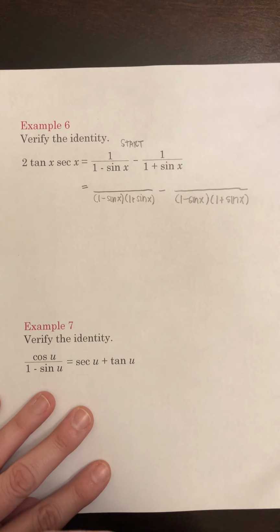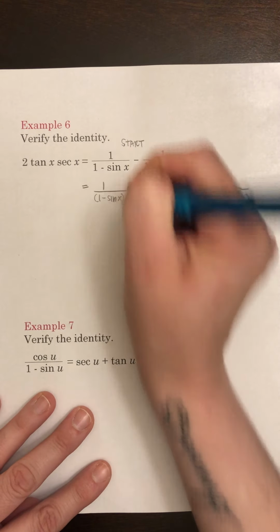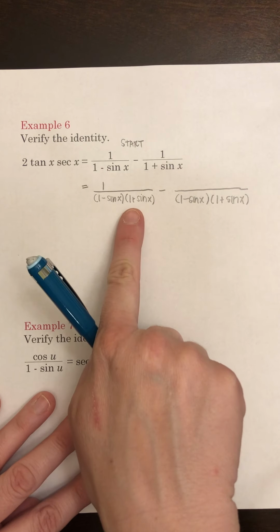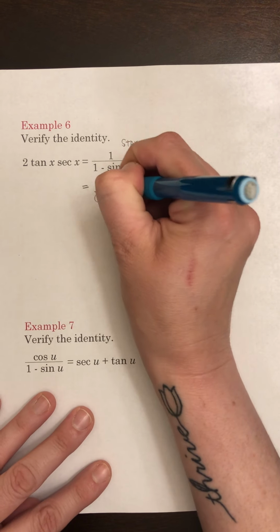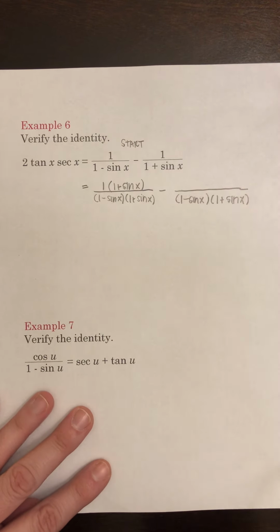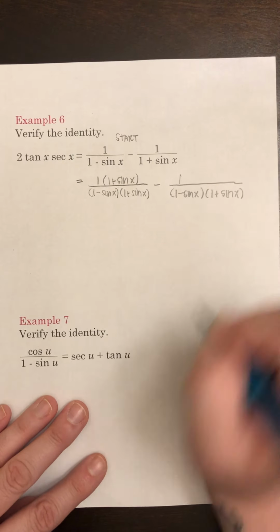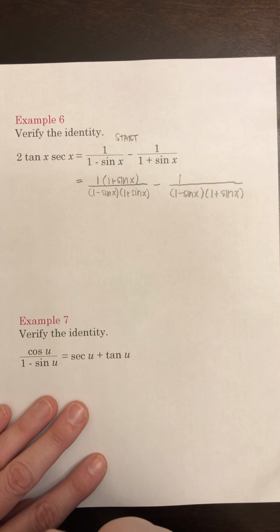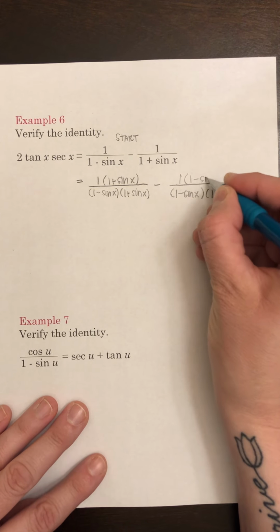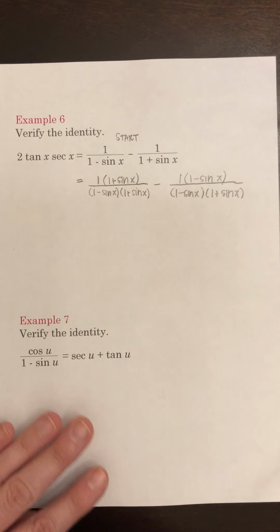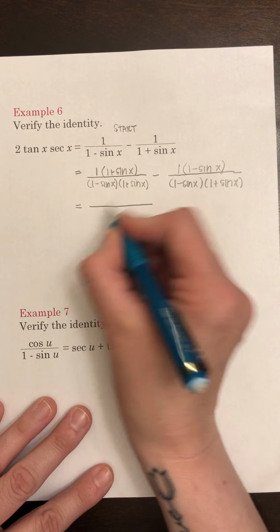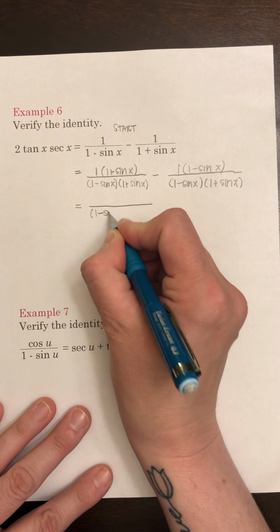All right, so the first fraction had a numerator of a 1, and in order to get the common denominator, I needed to multiply 1 plus sine x to both the numerator and denominator. The second fraction had a numerator of a 1, but to get the common denominator, I needed to multiply the top and the bottom by 1 minus sine x. All right, so let me write out my denominators again real quick.